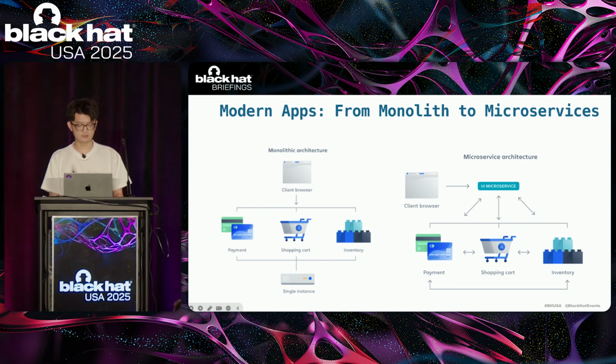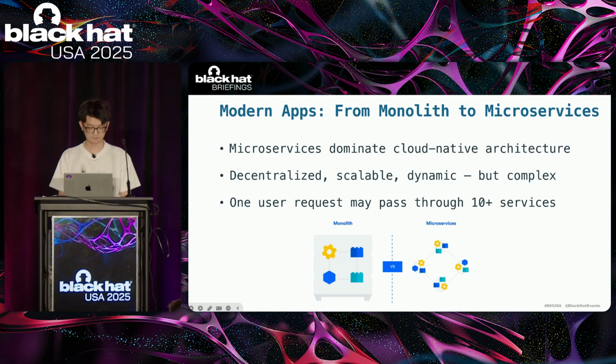Let's start by looking at how applications have changed in recent years. We used to build everything as one big unit called a monolith. Now, most app companies split their web apps into small, independent services, what we call microservices. Today, most scalable apps rely on microservices. Each service does one job, and teams can update and deploy them independently. This setup brings speed and flexibility, but it also means security issues can spread more easily.